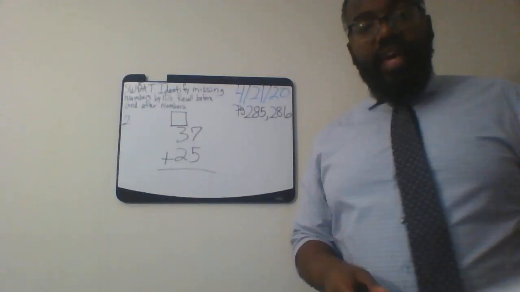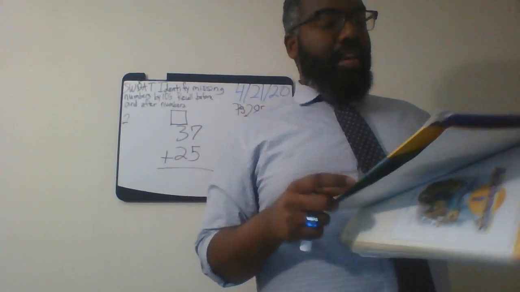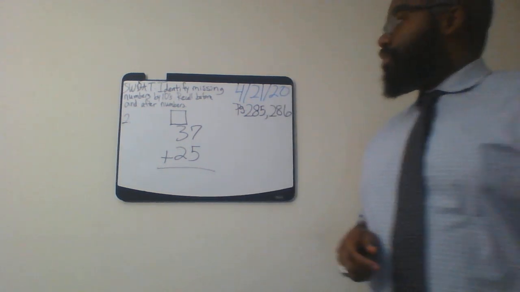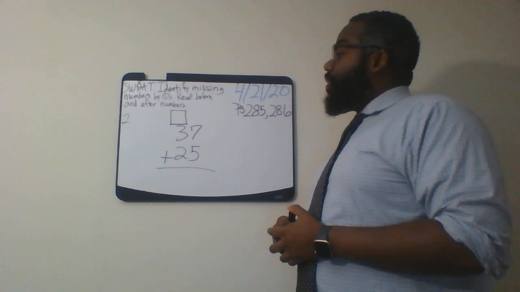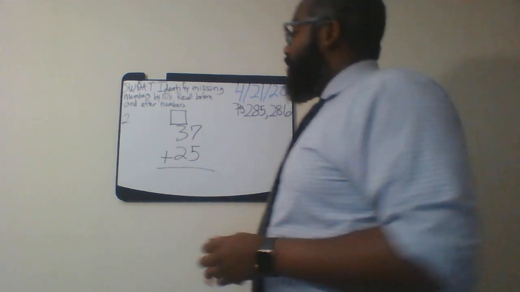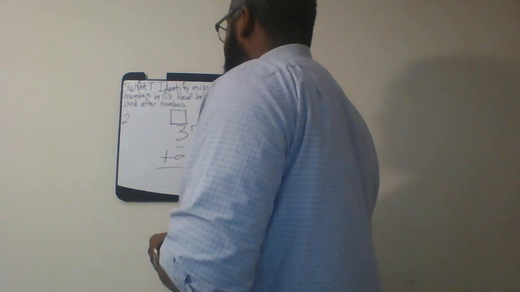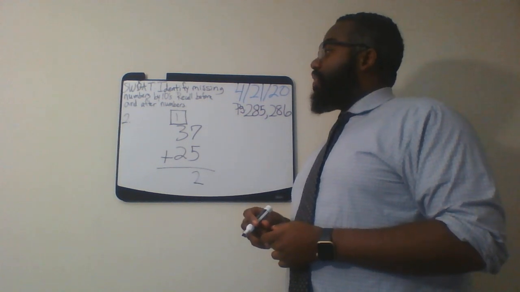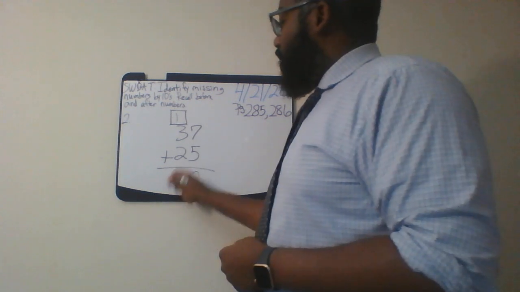And let's look at the next question, number 2. It wants us to write the sums, and then we'll color the even sums yellow, and then color the odd sums pink. So let's work what we have. 37 plus 25. Simple, you know, 7 plus 5 is 12. Now, 3 plus 2. What is 3 plus 2? We say 5. Good job. And 5 plus 1 is 6.